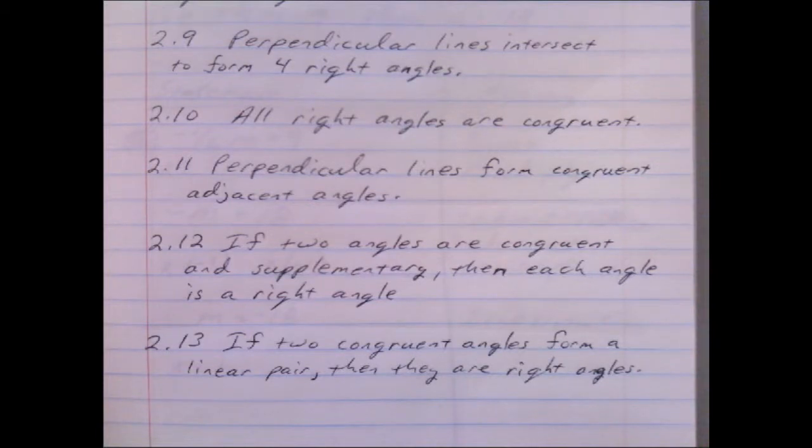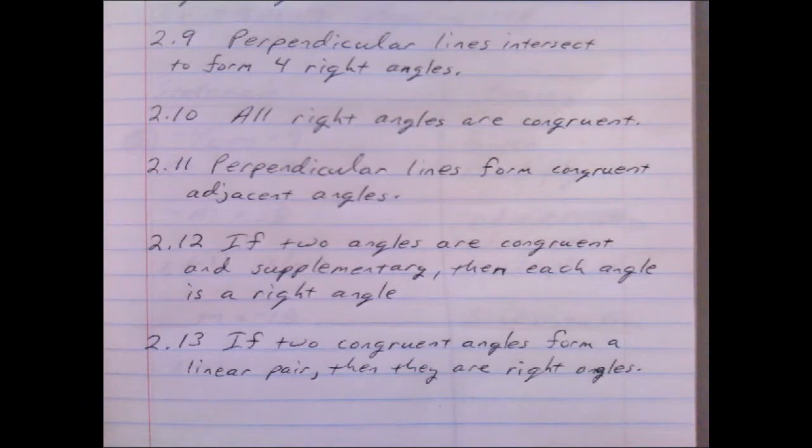2.11 tells us perpendicular lines form congruent adjacent angles. Perpendicular lines form right angles, so that makes sense. 2.12 is if two angles are congruent and supplementary, then each angle is a right angle. Supplementary means 180, so if they are congruent, then they're each 90, which is a right angle. And 2.13 is if two congruent angles form a linear pair, then they are right angles. And again, a linear pair is 180 degrees. So if you have two congruent angles forming that, they have to be right angles.